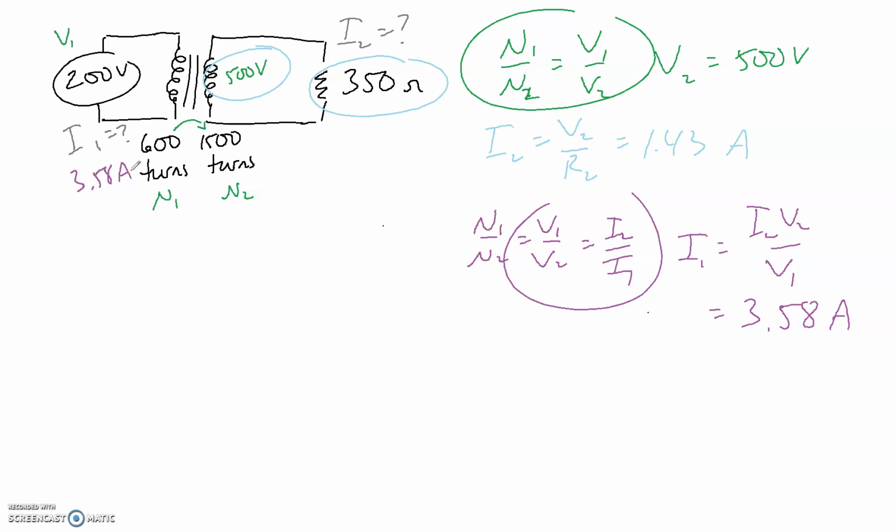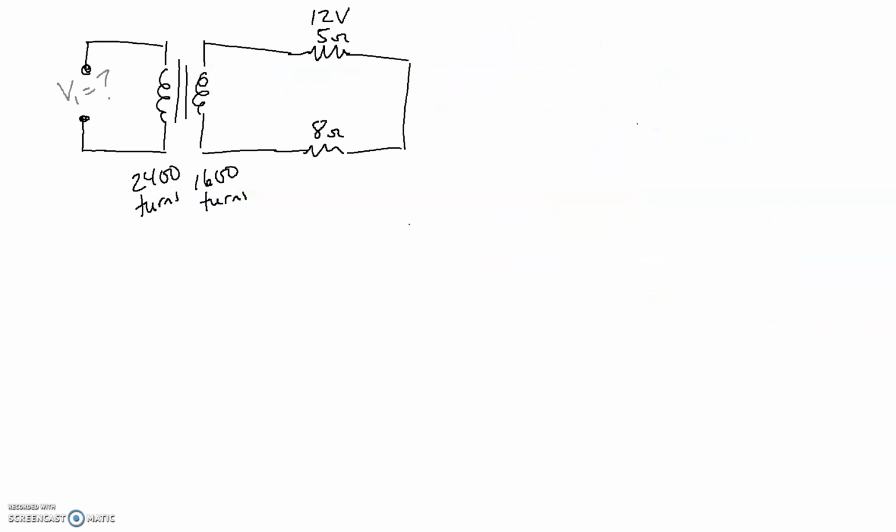Okay, so when it went from the primary to the secondary side, the number of loops got bigger, the voltage got bigger, and the current got smaller, going from 3.58 down to 1.43. And all of them would change by the exact same ratio. Okay, all right, so let's try another one. Okay, so let's try this one.